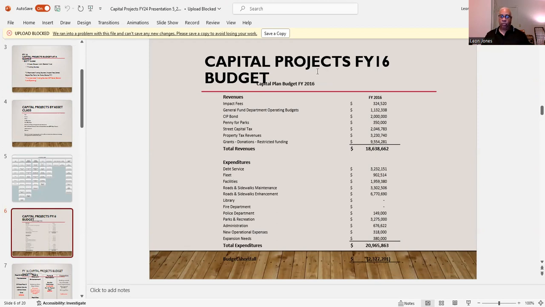Now, for the revenues, what's going to give you some revenue? Well, fees, department operating budgets, bonds, penny for parks, street capital tax. Now, you notice a lot of your revenues for the government come from taxes and donations. So, getting all that, you have your total revenues. Now, expenditures, and this is what can kill a budget. Well, expansion needs, administration, parks and recreation, new operational, anything that says expenses or anything that needs to be built, you have to take it out of the city budget. That is an expense. Fleet, debt service.